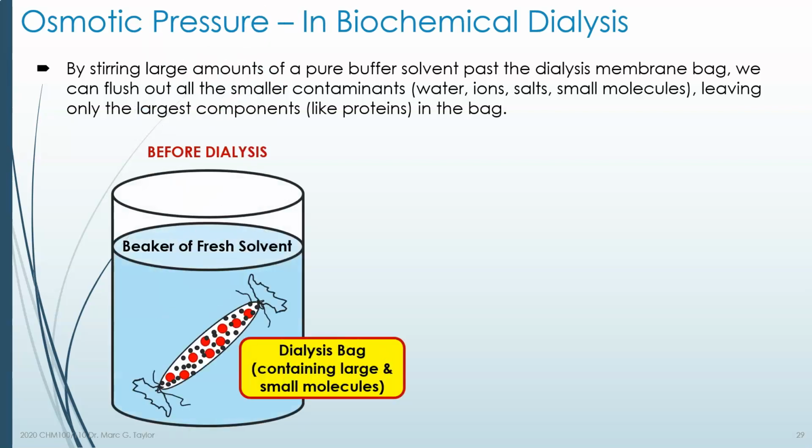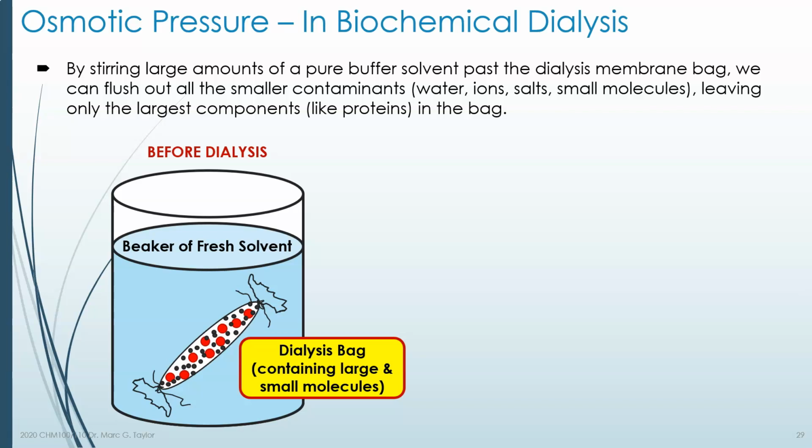So what does that look like? Well, we make a bag of this semi-permeable membrane. We tie it off at the ends with string typically, and you throw this bag in a big beaker of your solvent, the solvent that you want your large molecules inside the bag to be dissolved in, not all that salt and small molecules that are mixed with it currently. And what you do is you stir this solution, and it takes about 4 to 8, maybe 12 hours for it to go to completion.